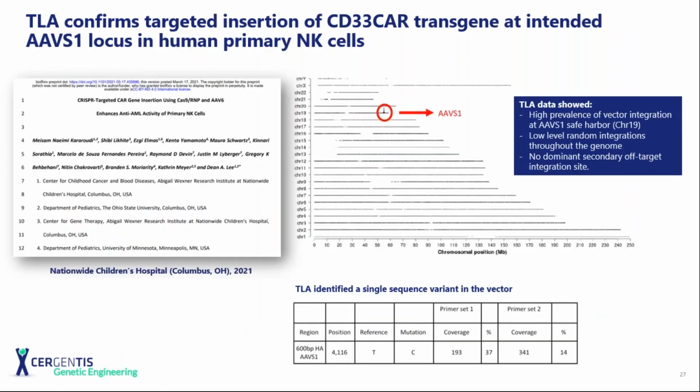And more recently, in April of this year, the Nationwide Children's Hospital published a study on the use of a CAR construct in NK cells, where they used the CRISPR AAV method of transduction, where again we showed an integration of the vector into the intended locus at chromosome 19, but also a low level of random integrations and no dominant secondary off-target integration sites. But we did identify a single sequence variant within the vector itself.